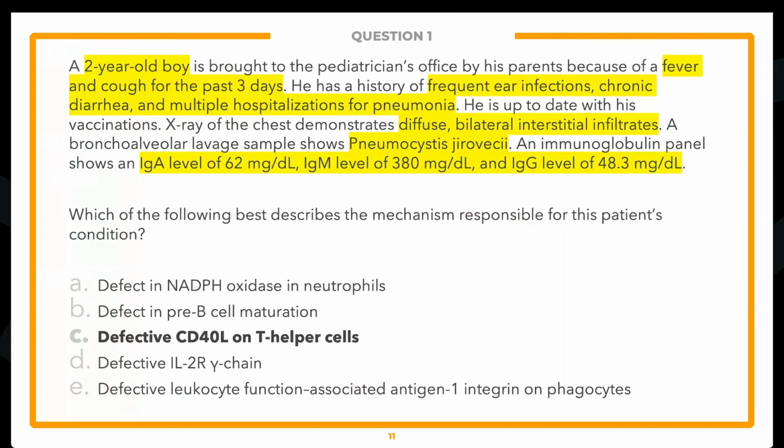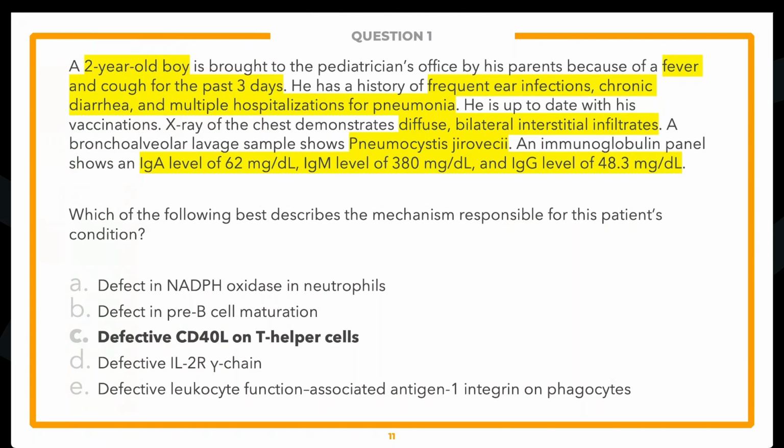Option choice B is a precursor pre-B cell maturation. That's my Bruton. Whenever I hear pre-B maturation, think Bruton's agammaglobulinemia. That's the one where the Bruton tyrosine kinase, which helps in the development of B cells and making them mature, is defective. So if that's defective, you just don't make any immunoglobulins, they all go down. It's not that you get hyper IgM and everything else goes down. So that's why B is not the right answer.